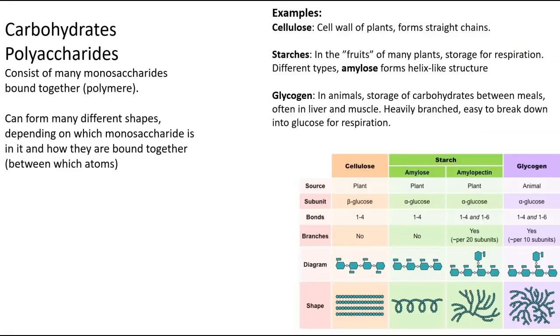And you can put, of course, more than 2 together to form polymers of carbohydrates, or polysaccharides specifically. And these can be put together in many different ways. So here we have, for example, 3 or 4 examples of polysaccharides. If you look here, we have the different shapes of them. You see that they can be very different.